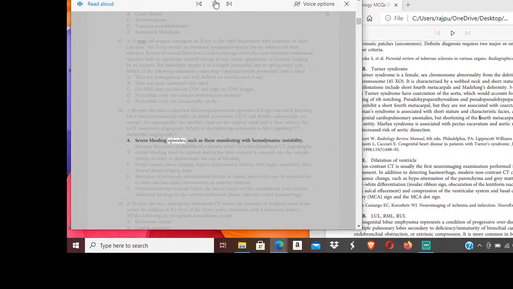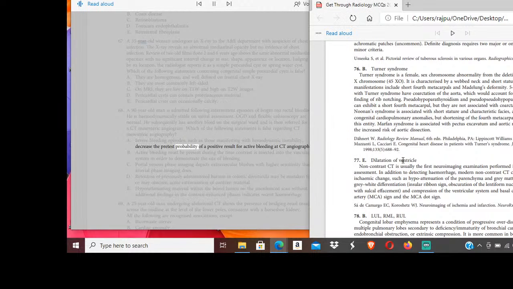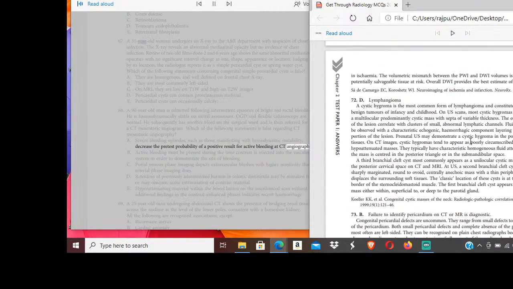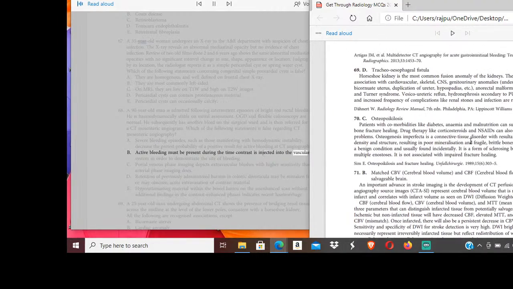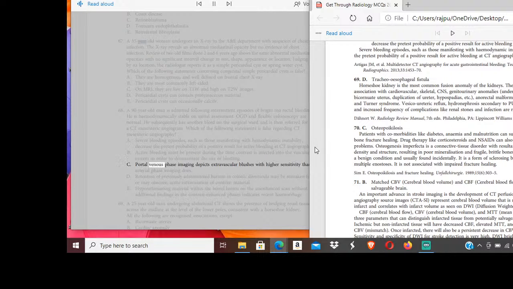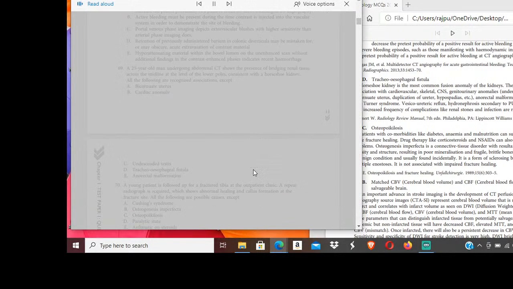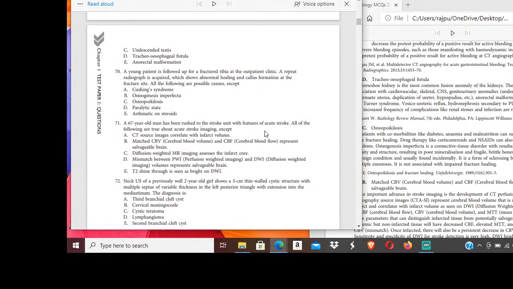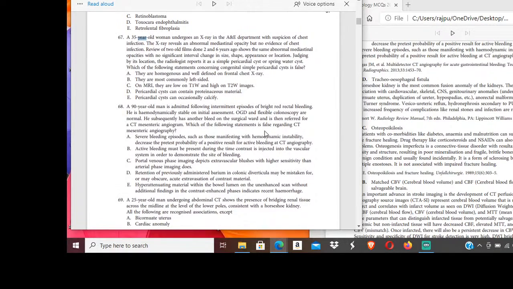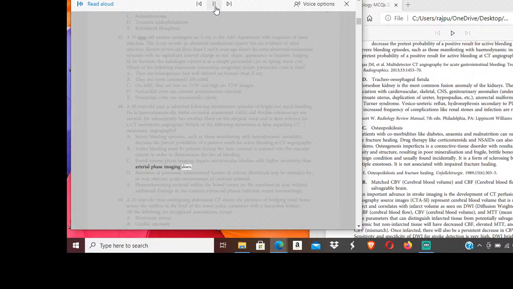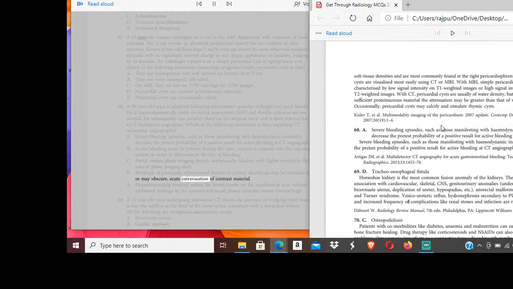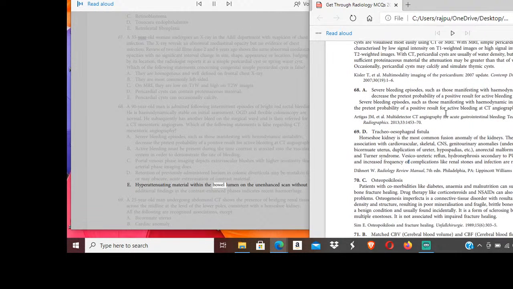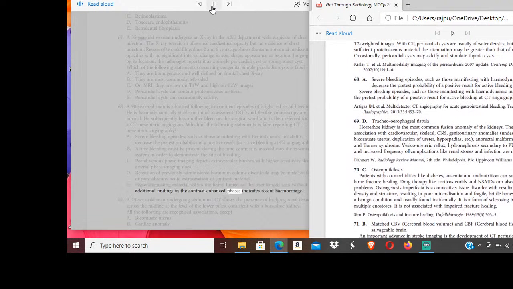A. Severe bleeding episodes, such as those manifesting with hemodynamic instability, decrease the pretest probability of a positive result for active bleeding at CT angiography. B. Active bleeding must be present during the time contrast is injected into the vascular system in order to demonstrate the site of bleeding. C. Portal venous phase imaging depicts extravascular blushes with higher sensitivity than arterial phase imaging does. D. Retention of previously administered barium in colonic diverticula may be mistaken for, or may obscure, acute extravasation of contrast material. E. Hyperattenuating material within the bowel lumen on the unenhanced scan without additional findings in the contrast-enhanced phases indicates recent hemorrhage.